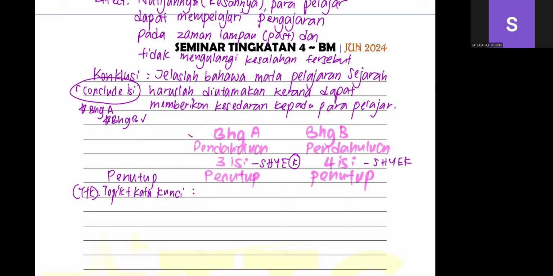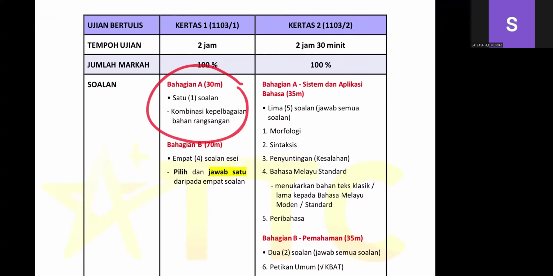Can? But then how many paragraphs for each? Is you mean for each? For bahagian A, bahagian A is a short essay. This one is a short essay. We are doing bahagian A now. Bahagian B is a long essay.